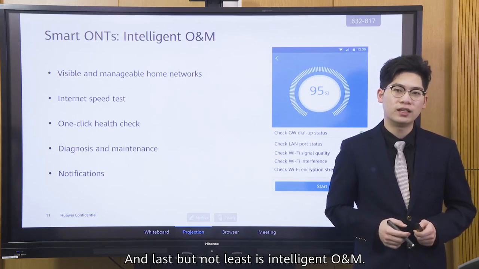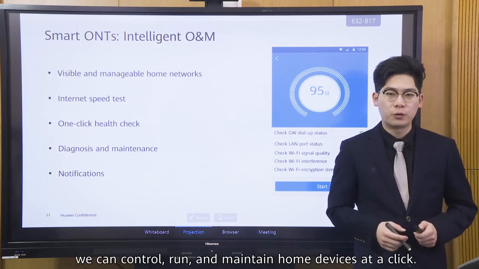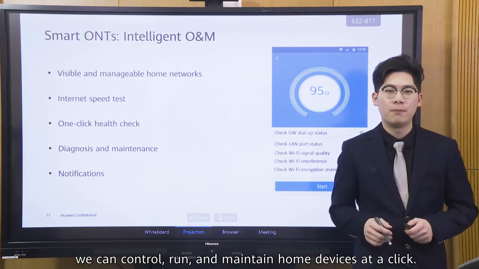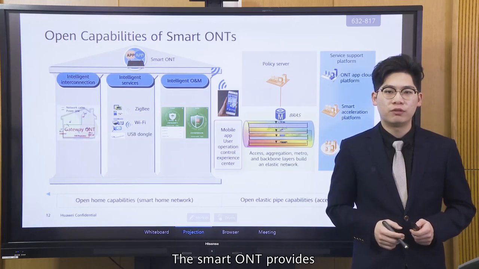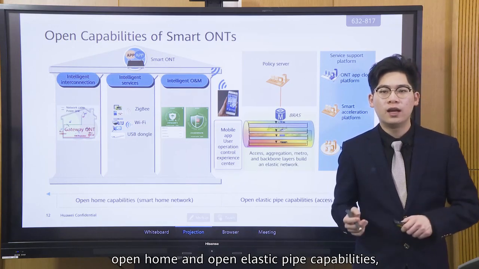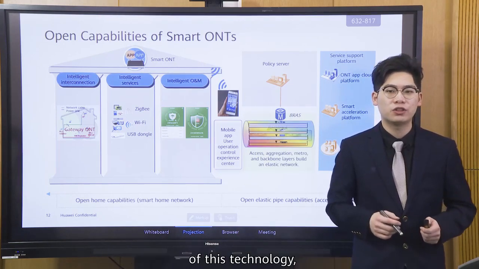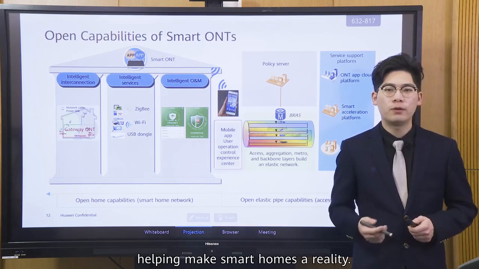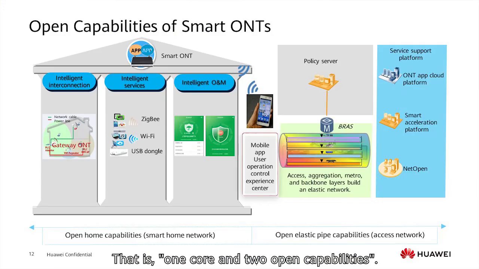And last but not least is intelligent O&M. Through the cloud platform, we can control, run, and maintain home devices at a click. The smart ONT provides open home and open elastic pipe capabilities, which comprise the advanced structure of this technology, helping make smart homes a reality. That is, one core and two open capabilities. At the heart of this structure is the smart ONT.